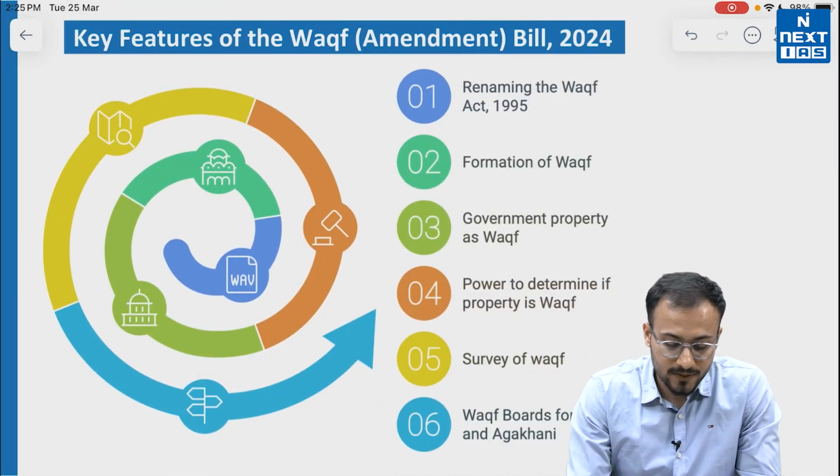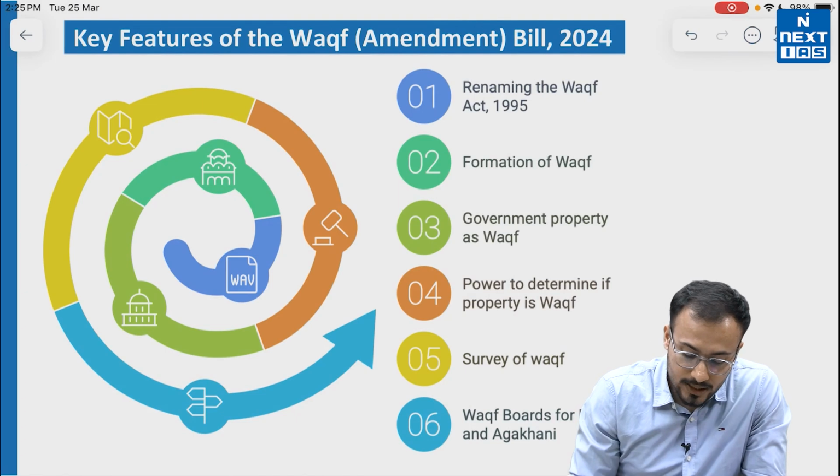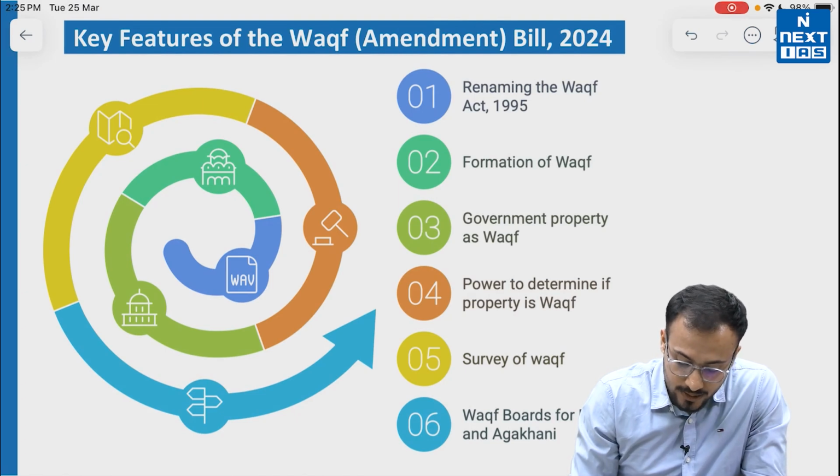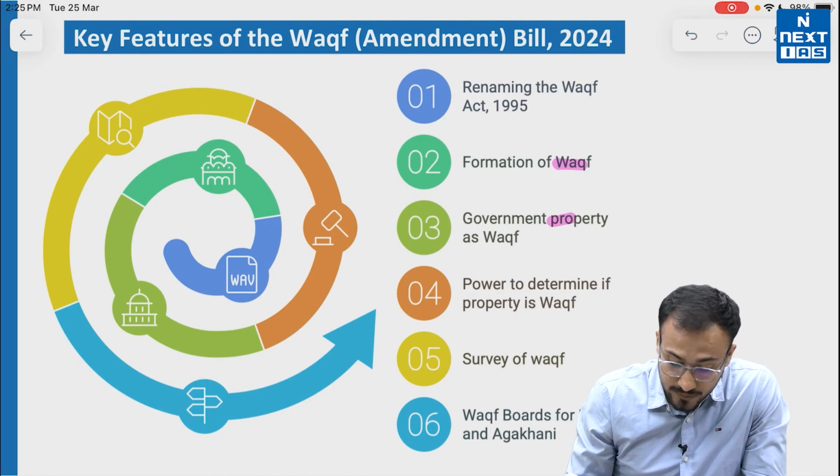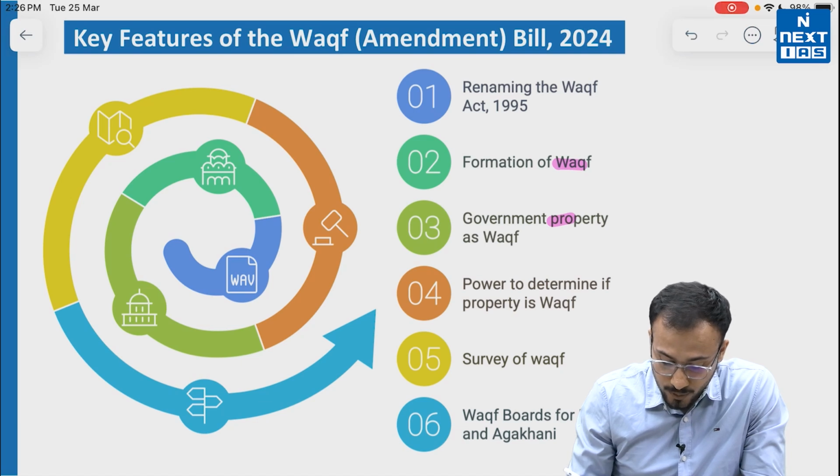Now what are the key features of the amendment bill? The renaming of the Waqf Act, then formation of the Waqf, then the government property as Waqf, power to determine if property is Waqf or not, survey of the Waqf, Waqf board for Bohra and Aga Khani. So these are sects.